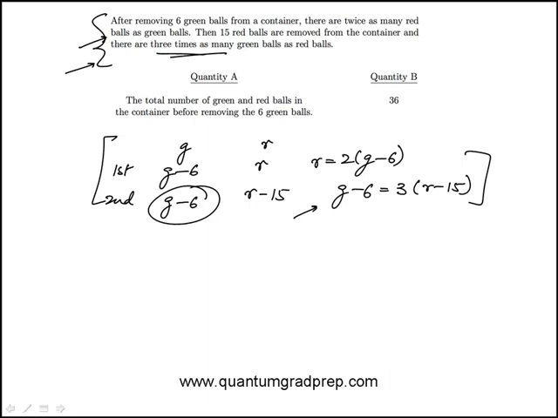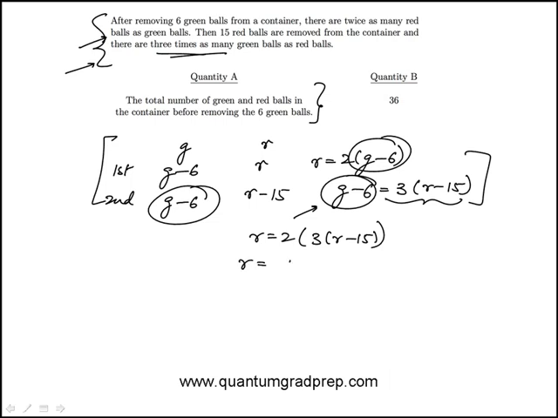Now from this step, it's just mechanics. We have 2 equations, 2 unknowns, and we can solve for both R and G and answer what this quantity is. First thing we notice is G minus 6 is common to both of these, so we can just replace G minus 6 here, which is in terms of R. So that would be 2 times 3 times R minus 15. And we multiply the 2 and 3, that's 6 times R minus 15.